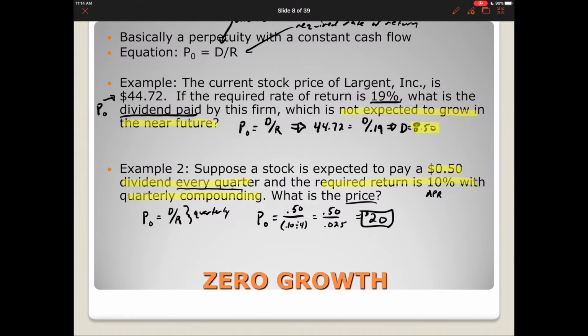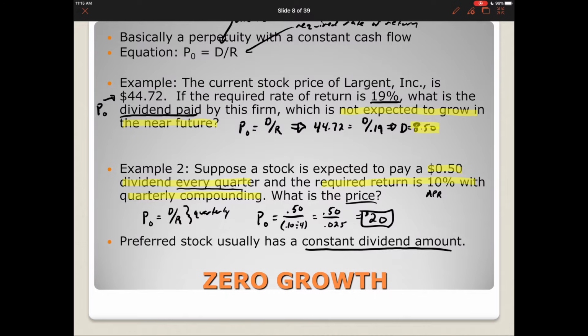Hopefully the valuations here seem relatively straightforward since we've already valued perpetuities, but it is simply the price, or the present value of the expected future cash flows, equal to that constant cash flow, which is the dividend, divided by your required rate of return. So as I mentioned previously, preferred stock usually has a constant dividend amount, some percentage of par value. So as we go into our discussion later on the differences between common stock and preferred stock, realize that preferred stock is our zero growth assumption.